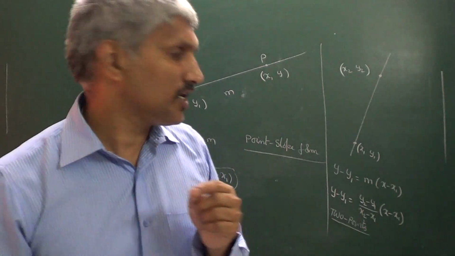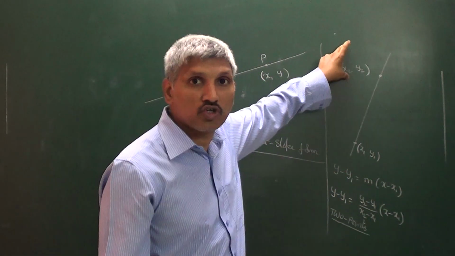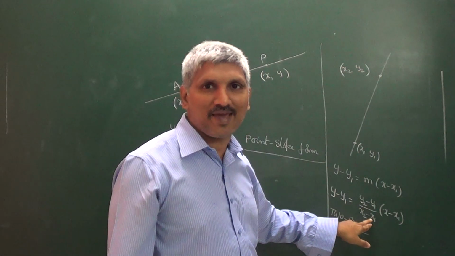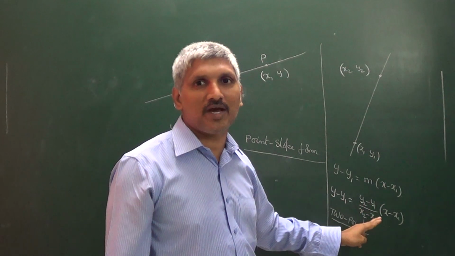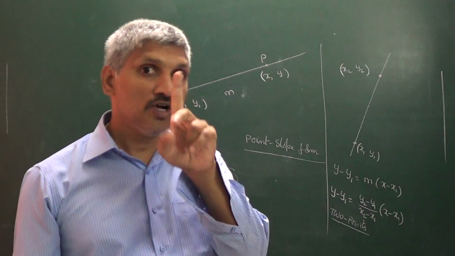Sir, why are you taking the point (x1, y1) only? Yes, you can take the point (x2, y2) also. The point is (x2, y2) and the slope is the same, (y2 minus y1) by (x2 minus x1). We will get the equation of a line passing through 2 points.